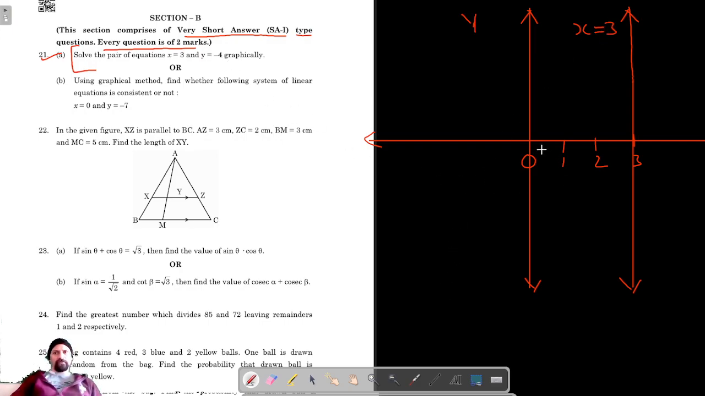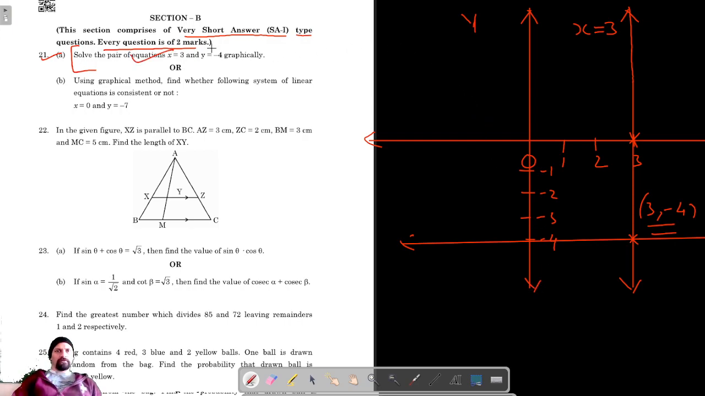And the next one is y is equal to -4. So -4, let's say it's -1, -2, -3, and -4. So this is the graph of y is equal to -4, which is parallel to x-axis. And now both these lines intersect at 3, -4. So the solution of this graph is x is equal to 3 and y is equal to -4.